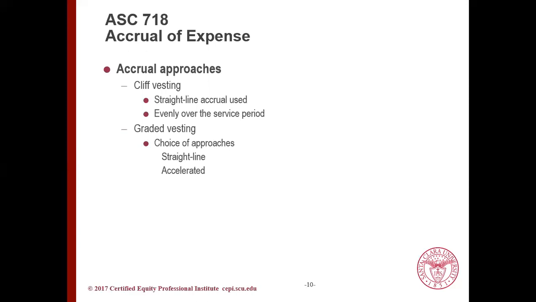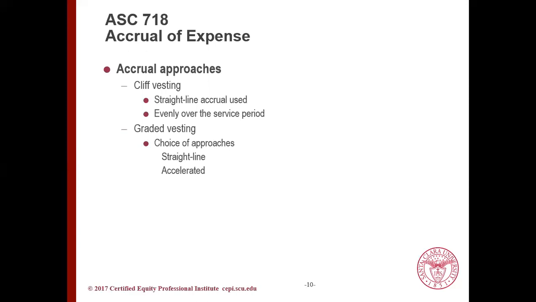For that type of award, we just use a straight line accrual. We're just going to take our expense and record it evenly over that 3-year time period. And it doesn't matter whether that 3-year time period is an explicit, an implicit, or a derived service period. We're just going to record expense evenly over that time period.